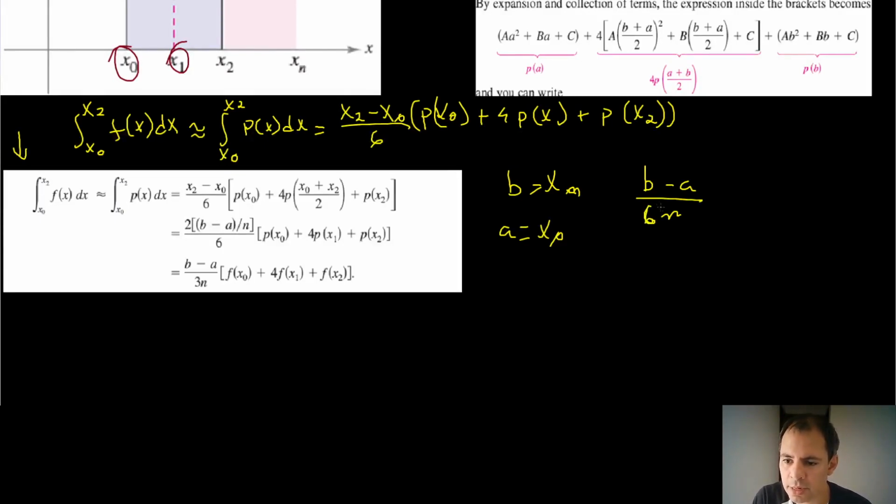But this b minus a divided by n is just one interval, and you want a set of 2 intervals. So you got to multiply this by 2. And simplifying, this becomes b minus a divided by 3n. So in the trapezoidal rule, the term that was factored out was b minus a divided by 2n. Here it's b minus a divided by 3n. And that's why you have this b minus a divided by 3n in here.